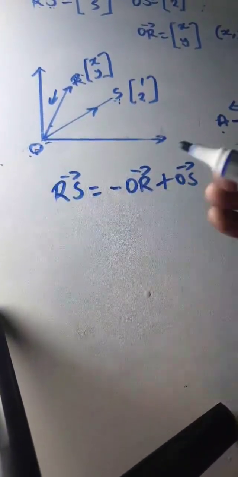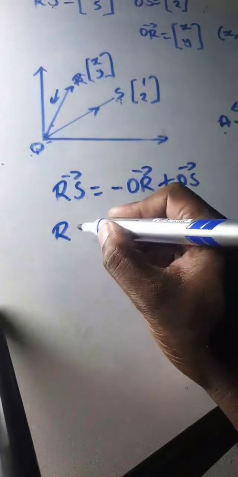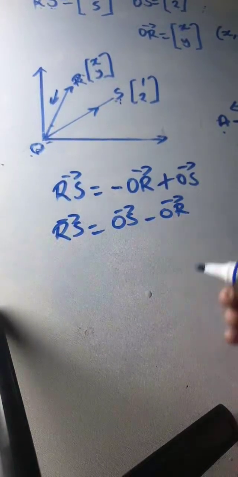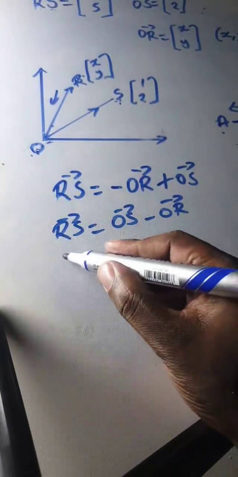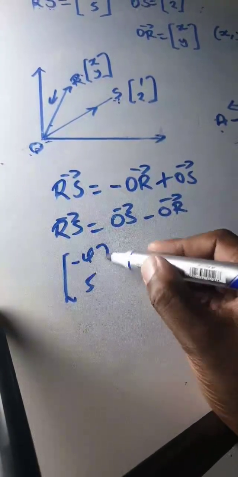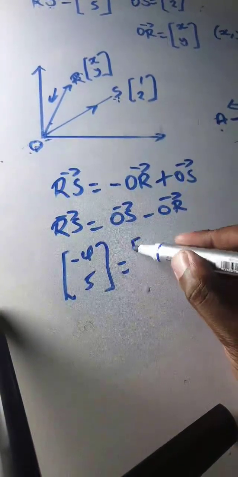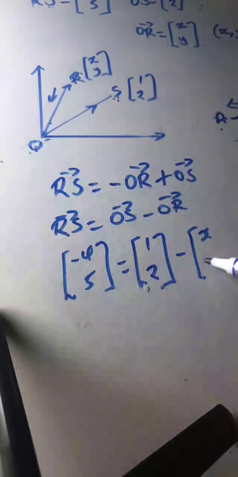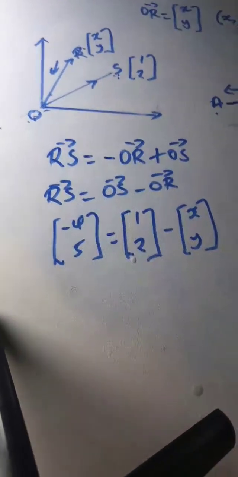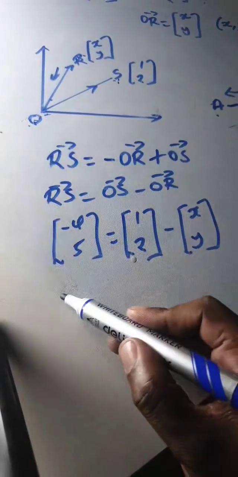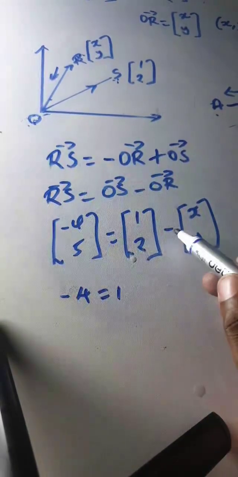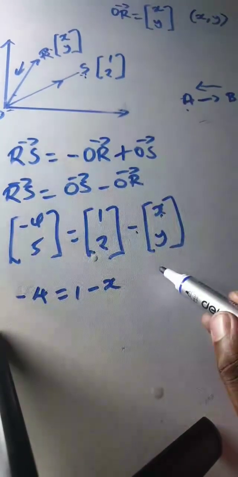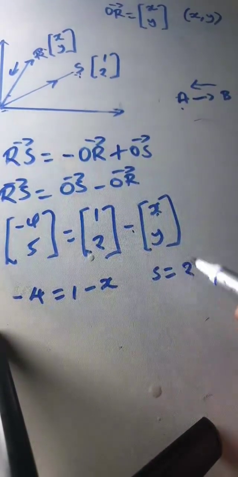With vectors, we always respect the positive sign. So we can say RS is equal to OS minus OR. Then what is our RS? We found negative 4, 5, which was in the question. What about OS? It's 1 and 2. Then OR is unknown; it's the one we need to find. Then we go with the corresponding components. So it will be negative 4 equal to 1 minus X. Then we say 5 equal to 2 minus Y.